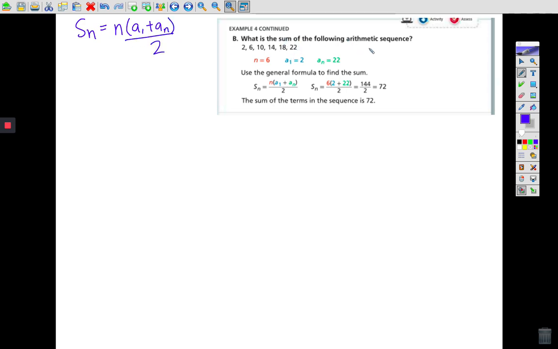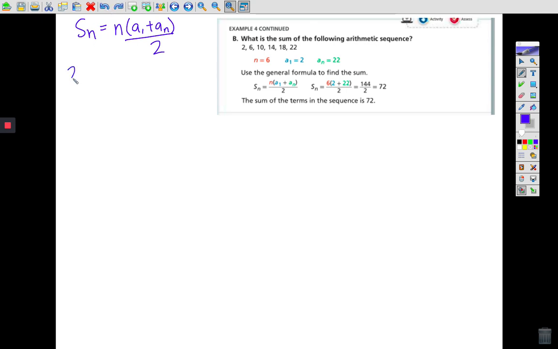What is the sum of the following arithmetic sequence? We've got 2, 6, 10, 14, 18, 22. Sure, you could add those all up on your calculator and you would get the right answer, but this formula allows you not to have to do that. So the first thing we want to figure out is how many terms do we have? So what does n equal?